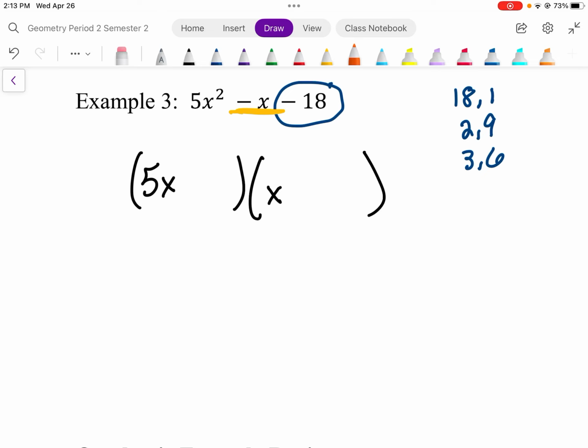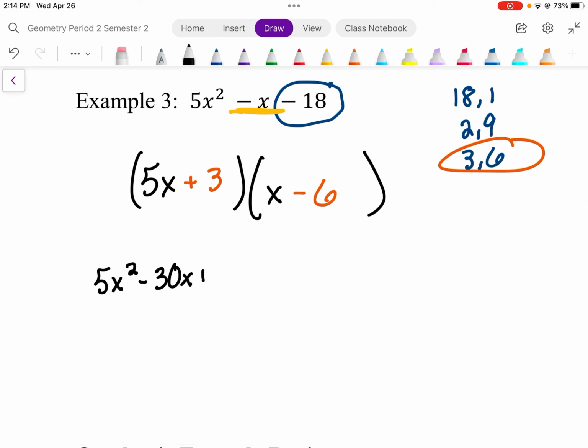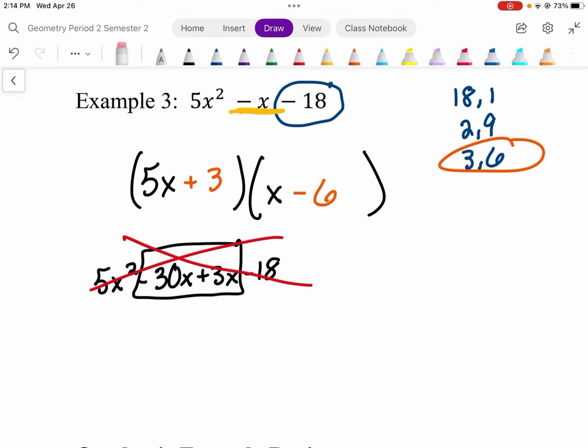So at this point, you can choose whichever one you want to start with. Let's try 3 and 6. Let's go with that one. So let's try a positive 3 and a negative 6. See if that works. And when we distribute, we would have our 5x squared minus 30x plus 3x minus 18. So this one, these two are too far apart, so that's not going to be an option.